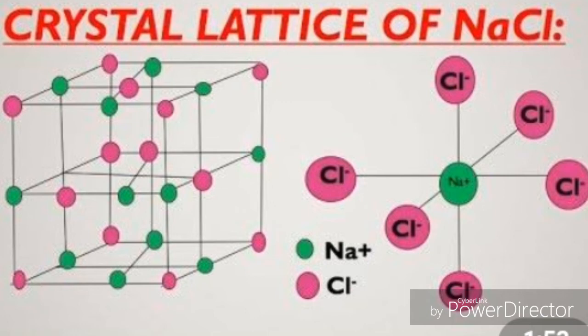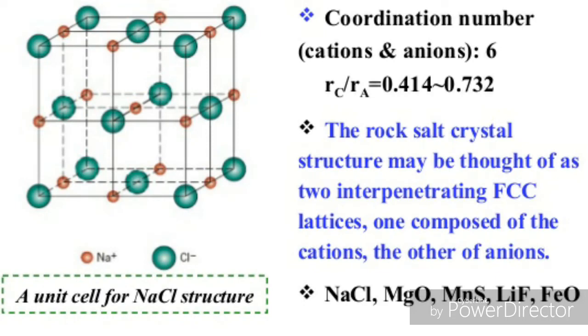Students, let us learn about the crystal lattice of sodium chloride. It is called face-centered cubic lattice. Here you can see the coordination number of sodium and chloride ions. Sodium ion is cation and chloride ion is anion, and both have coordination number 6.